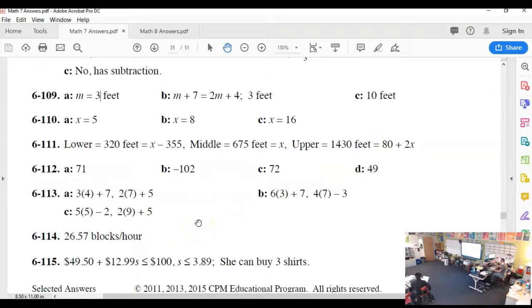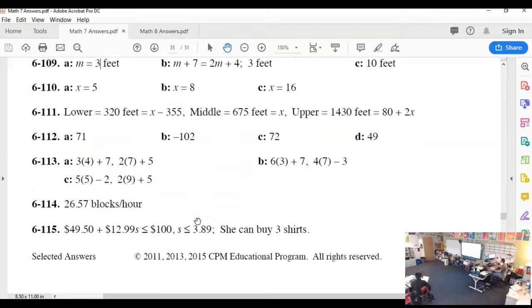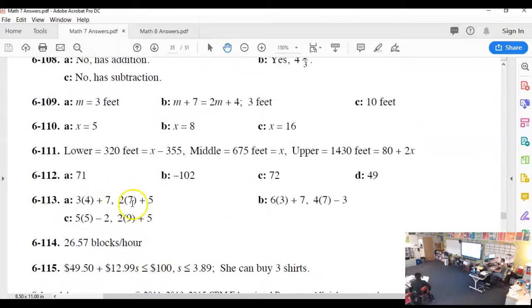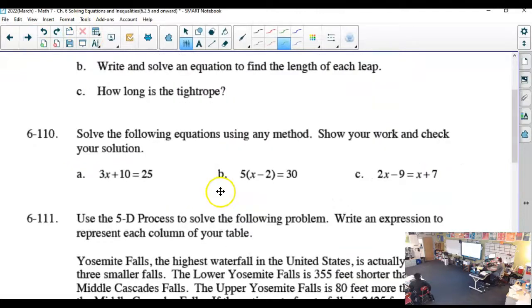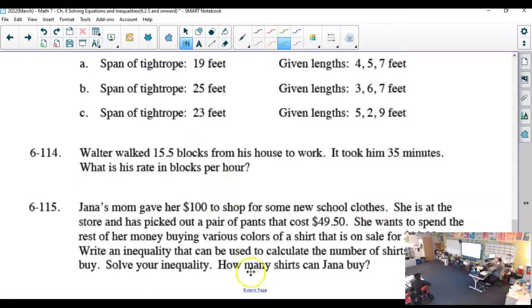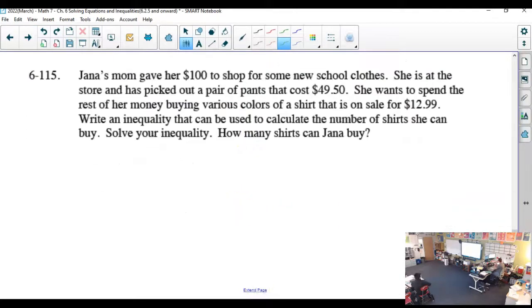All right, on the back. Since it doesn't seem like we have any more questions from the front, on the back, we had, Aiden, what'd you ask about? 6-115. I'm going to pop back over to my slides over here. In 115, Jana's mom gave her $100 to shop for some new school clothes. Now I want to see what Homework Help does for us.